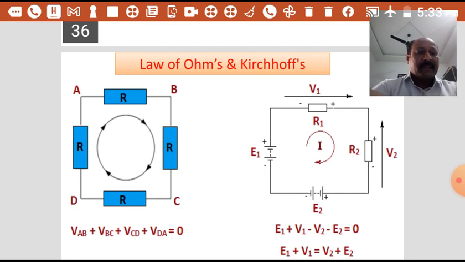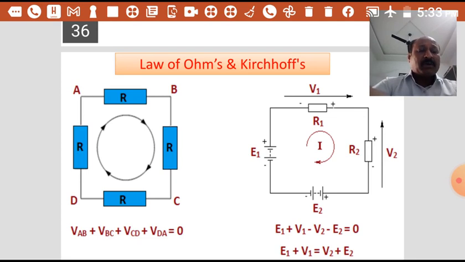So how will you write Kirchhoff's voltage law for this circuit? E1 is positive. Why? Because it follows the direction of the current from positive to negative, through plus V1. Why V1? Because V1 follows the direction of the current I. That's why positive. Then minus V2. Why minus V2? Because the direction of the current is clockwise and the drop across R2 is in the anticlockwise direction, that's why negative V2.